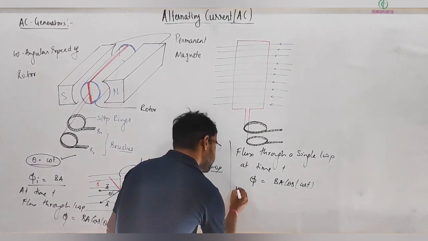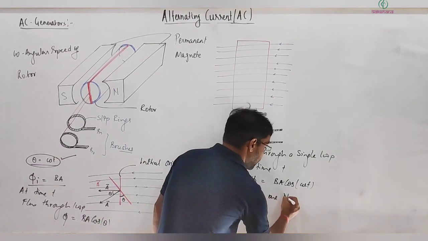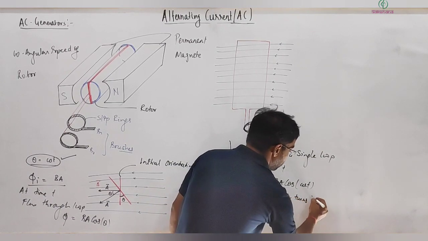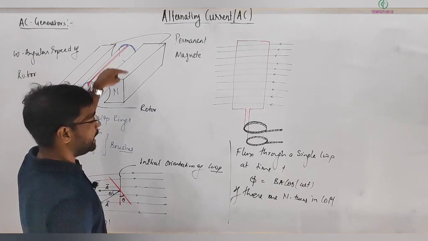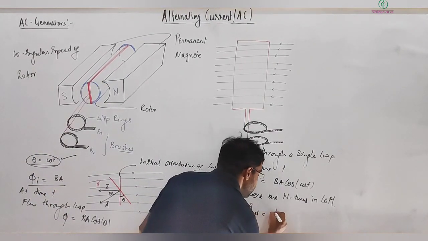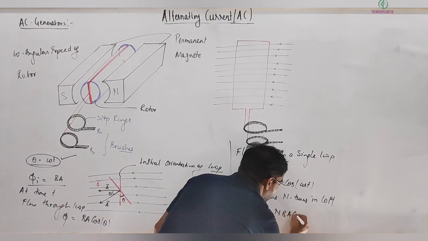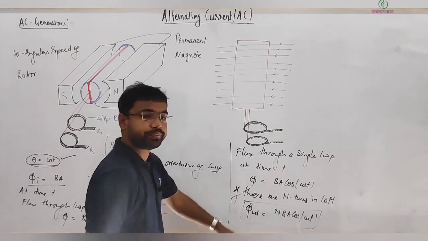If there are n turns in the coil, this copper coil having n turns or n loops, then phi net can be written as N B A cos of omega t. So this is the flux.